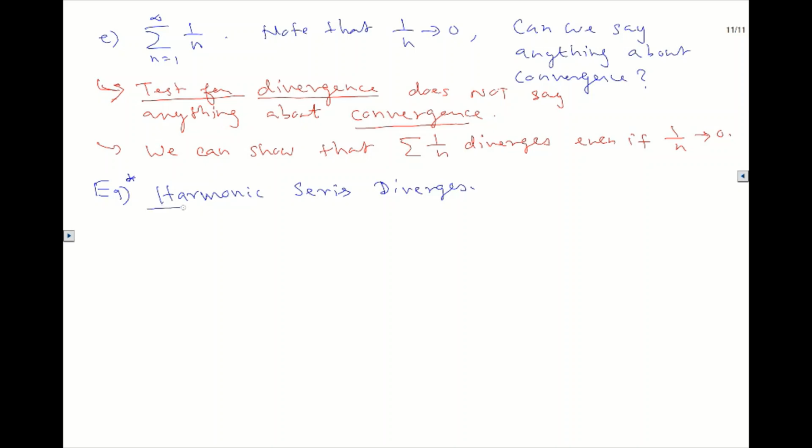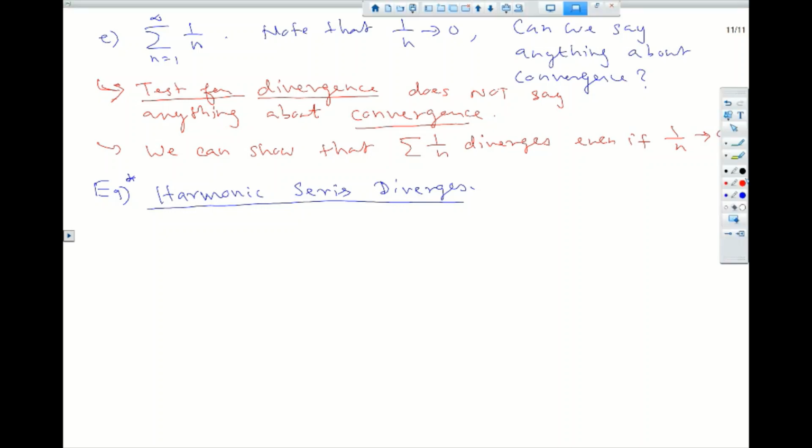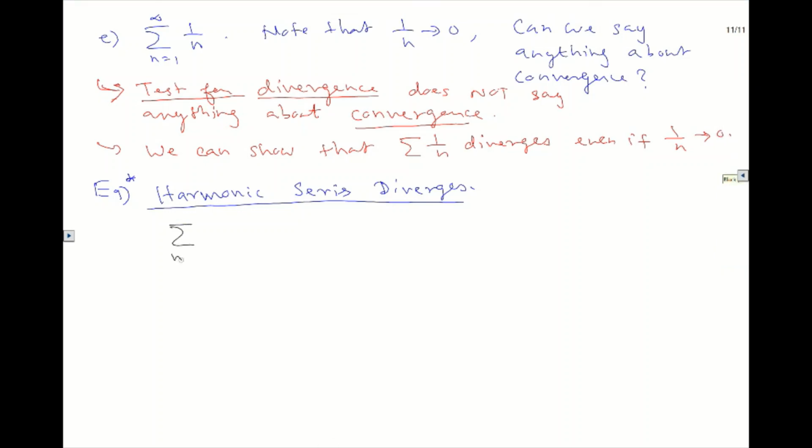And how do we do that? This is the kind of argument. Let's look at a few terms. Sigma n going from 1 to infinity of 1 over n. I'm going to write the first few terms: 1 plus 1/2 plus 1/3 plus 1/4 plus 1/5 plus 1/6 plus 1/7 plus 1/8, like that. What we're going to do is group them in a kind of interesting way. So how do we group them?